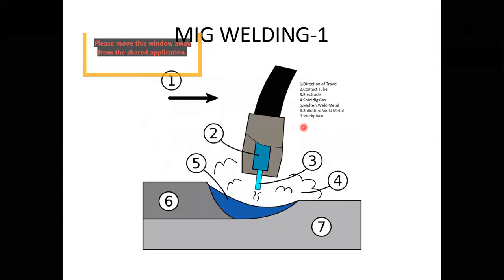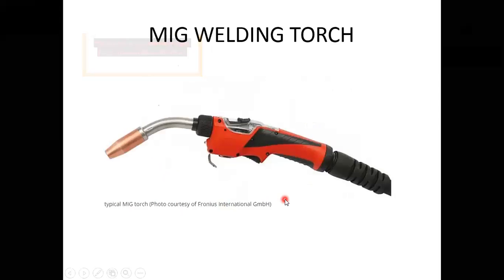Okay. So next one is another colored sketch of the MIG welding process. The MIG welding process is very clearly mentioned, with parts and everything here. The list is given according to numbers. Next one, this is the MIG welding torch. You see that actual MIG welding torch.